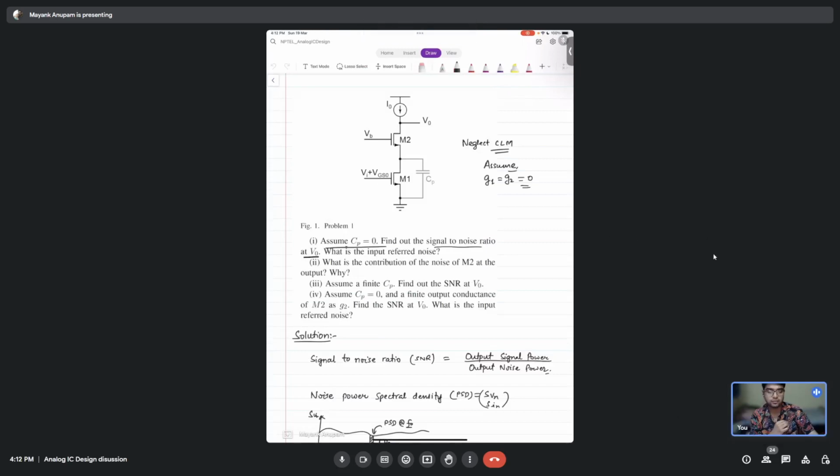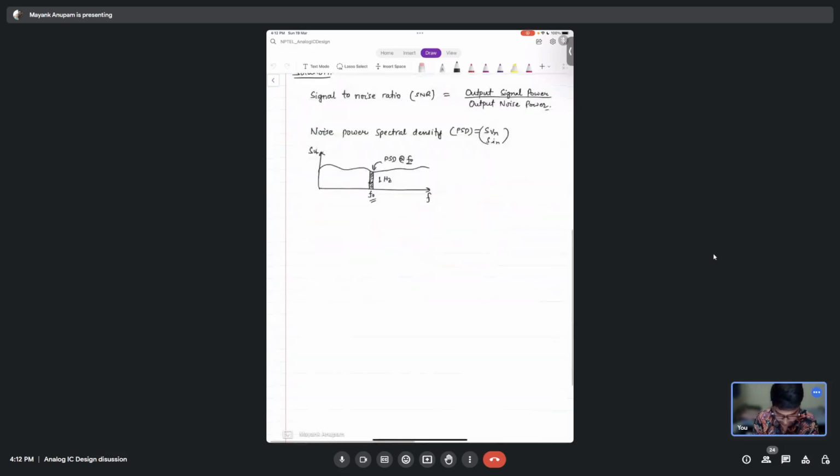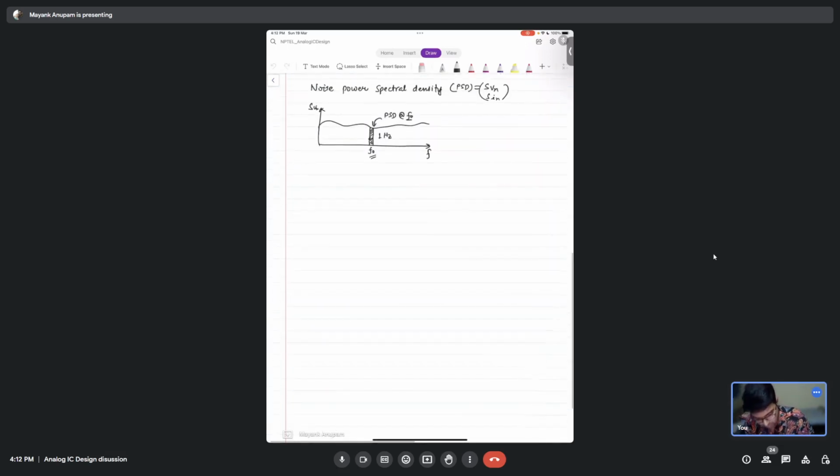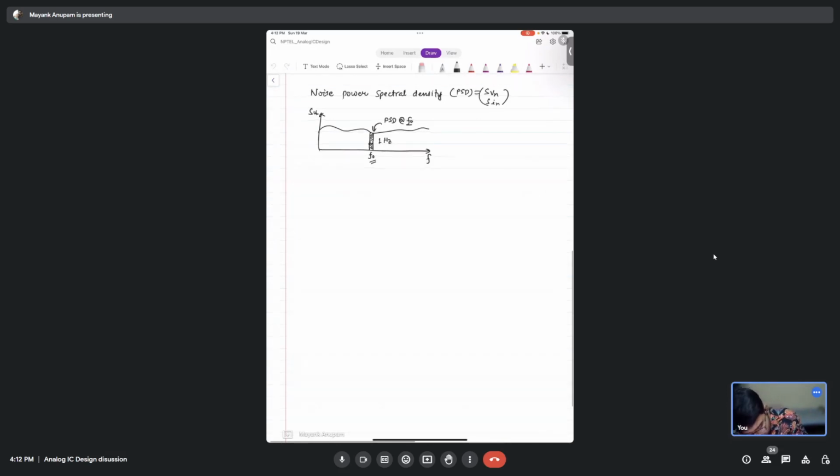Yeah, any idea? Okay, so the question is that, basically, yeah, small signal analysis, correct, but how? I mean, so first let me rewrite the question here.